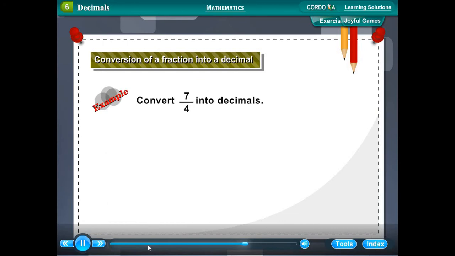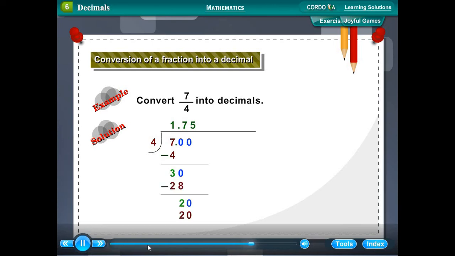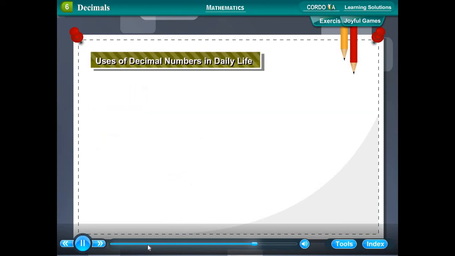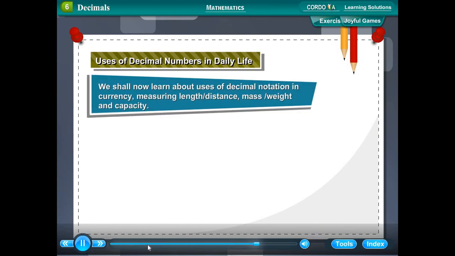Example: convert 7 upon 4 into decimals. Solution: 7 upon 4 is equal to 1.75. Use of decimal numbers in daily life. We shall now learn about uses of decimal notation in currency, measuring length or distance, mass and weight, and capacity.